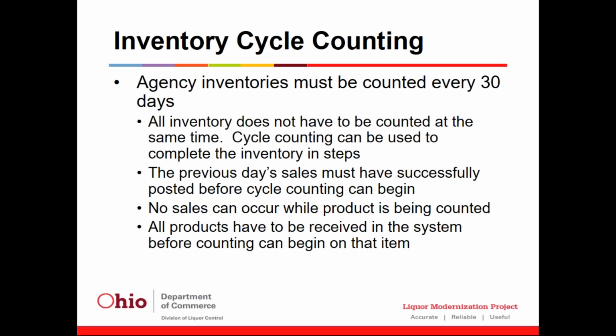So you'll count certain items on a particular day, or you'll have a list of items that you're going to count this week, another list the next week. Couple rules, though, to keep in mind. First of all, your previous day's sales must have successfully posted before you can start cycle counting. So you need to run your daily sales report to make sure that the previous day's sales have posted.